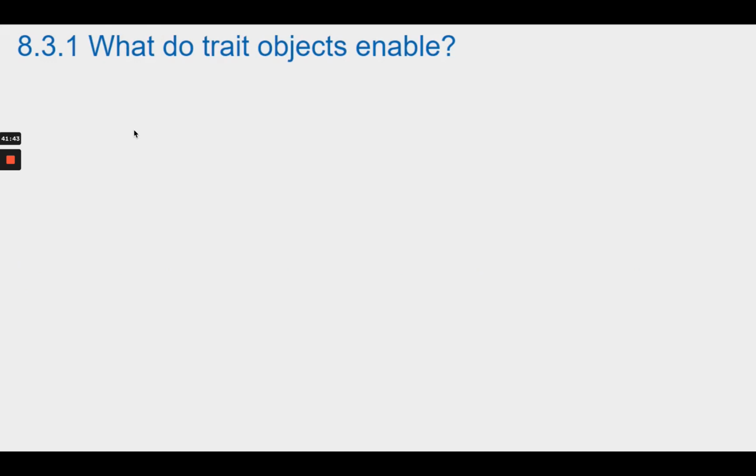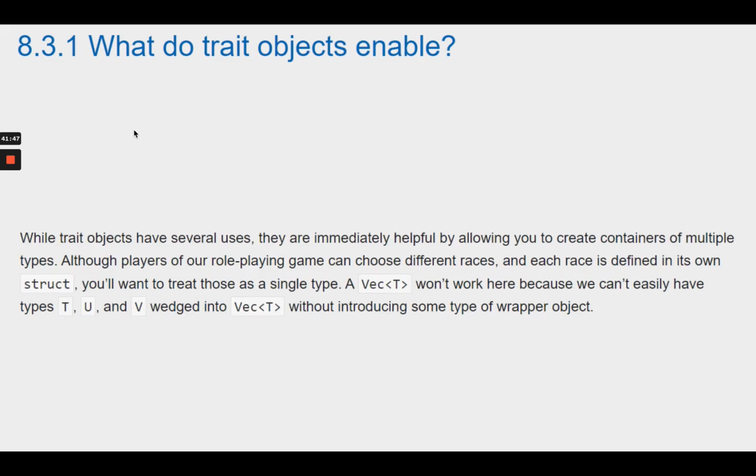Section 8.3.1. What do trait objects enable? While trait objects have several uses, they are immediately helpful by allowing you to create containers of multiple types. Although players of our role-playing game can choose different races, and each race is defined in its own struct, you want to treat those as a single type. A Vec<T> won't work here because we can't easily have types T, U, and V wedged into Vec<T> without introducing some type of wrapper object.